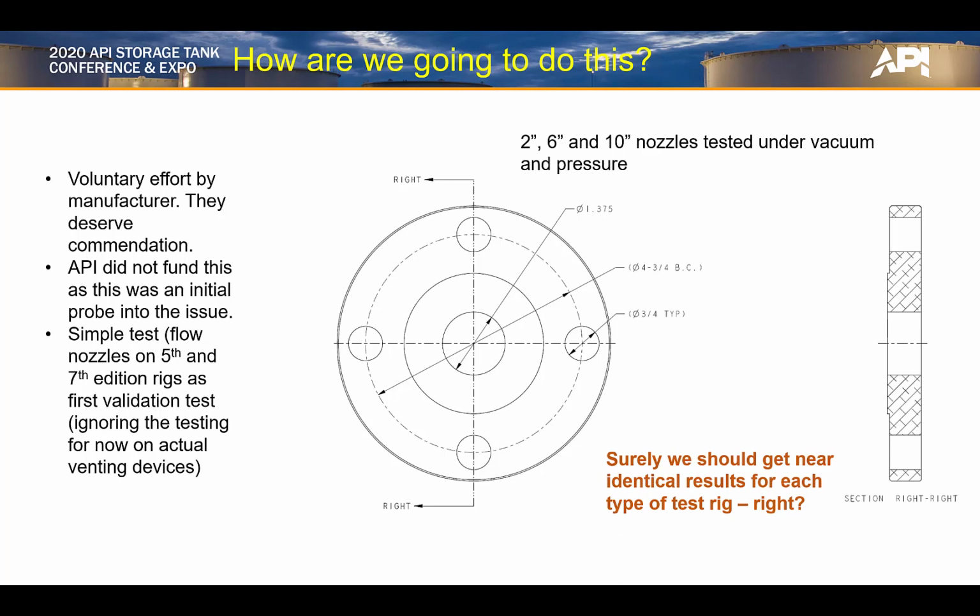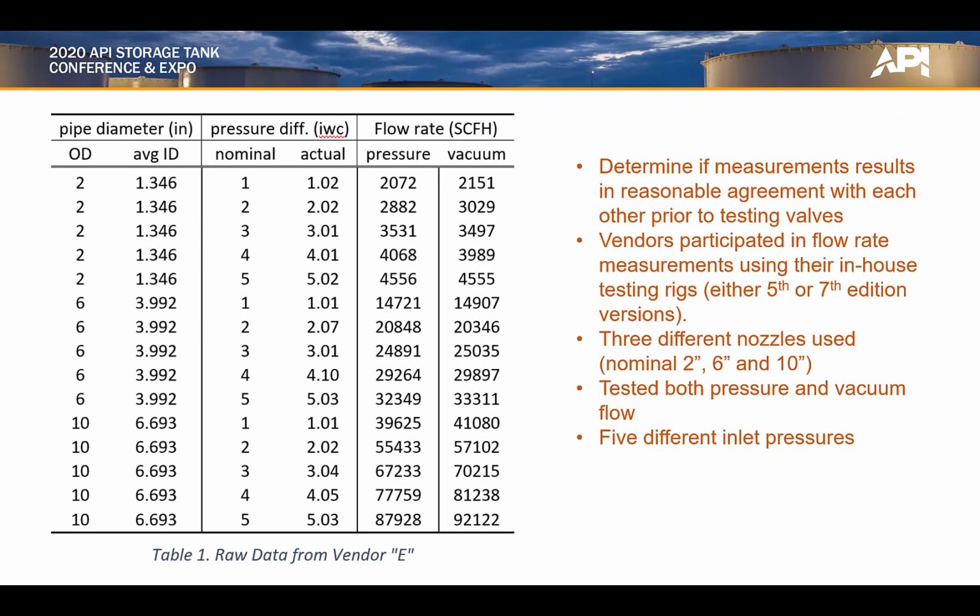One should probably expect the difference to be reflected only by the 5th or the 7th edition test rigs, but one should also expect the same results for everyone using a particular test rig if the current testing is accurate, right? Here's the raw data from vendor E. Each vendor received the same 2-inch, 6-inch, and 10-inch orifices in turn and tested at pressure differences of approximately 1, 2, 3, 4, and 5 inches water column.